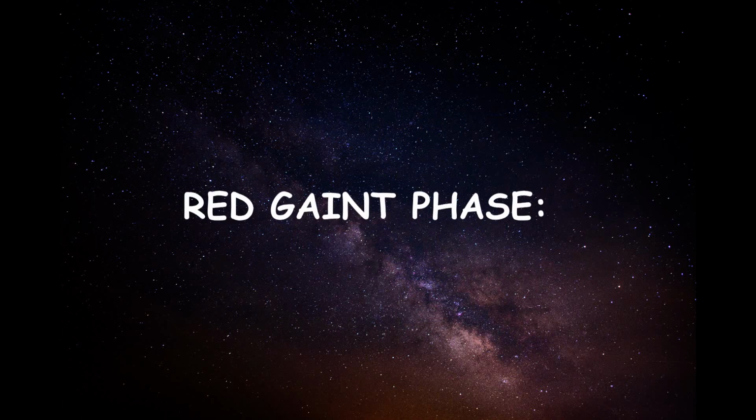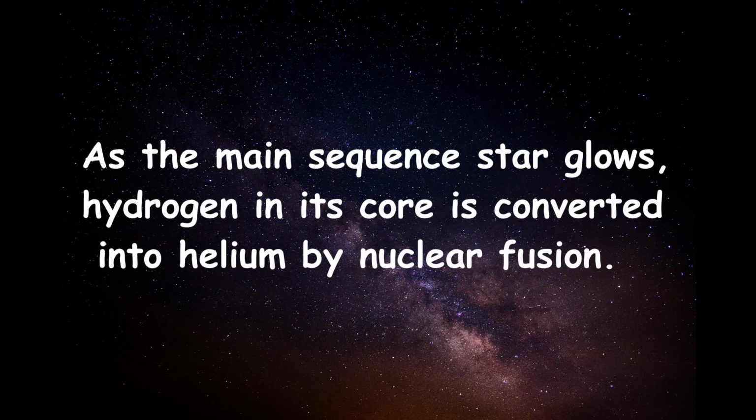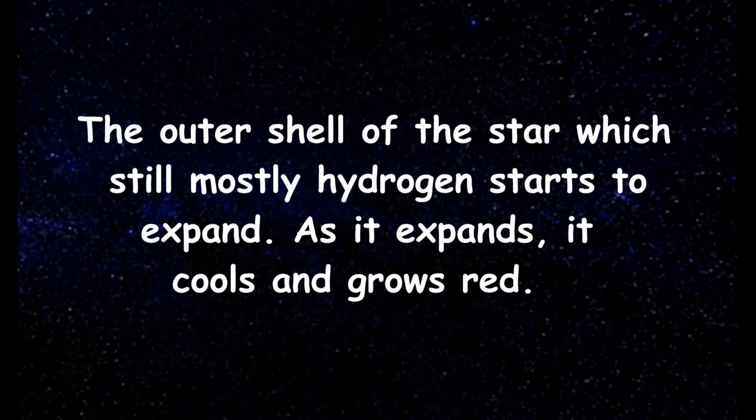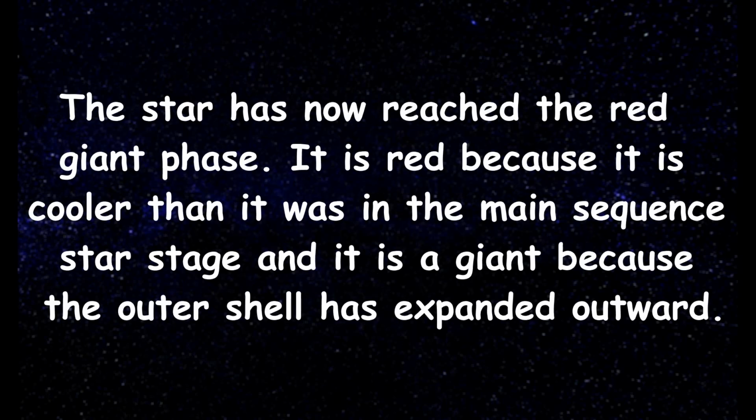Red giant phase. As the main sequence star glows, hydrogen in its core is converted into helium by nuclear fusion. When the hydrogen supply in the core begins to run out, and the star is no longer generating heat by nuclear fusion, the core becomes unstable and contracts. The outer shell of the star, which is still mostly hydrogen, starts to expand. As it expands, it cools and grows red. The star has now reached the red giant phase.